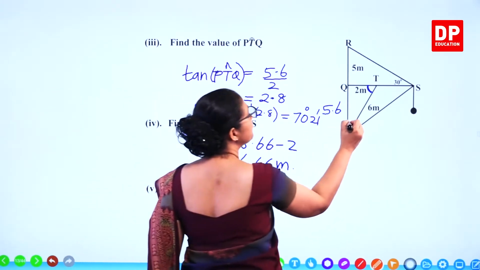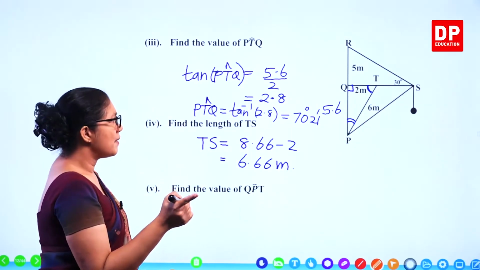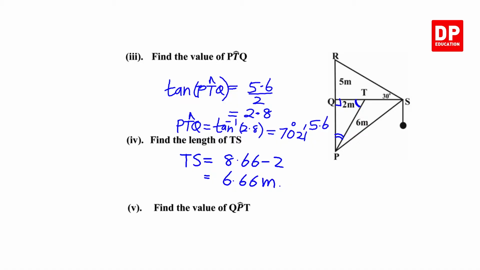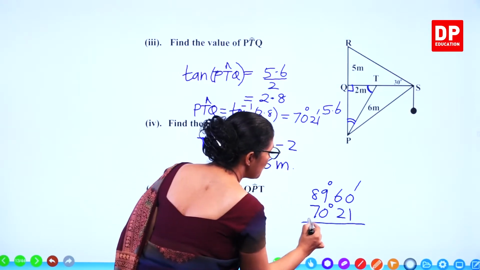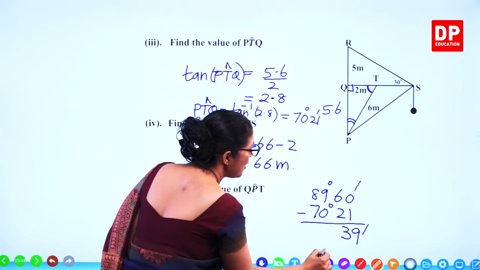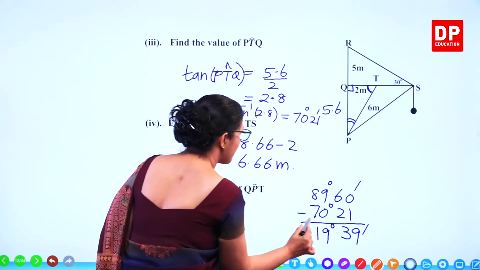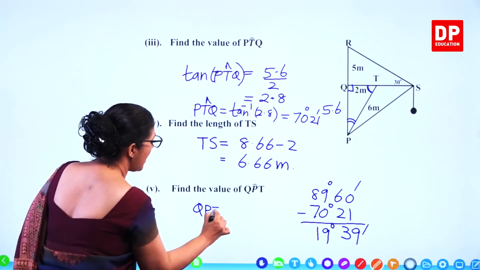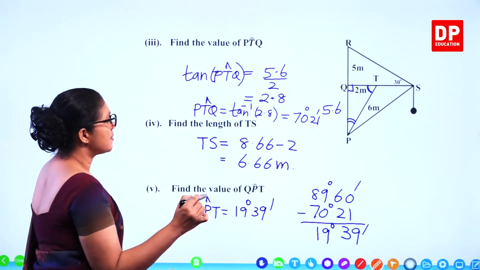Find the value of QPT. So this one. We know this is 90. We found this angle. So 90 minus that. But here minutes are there. So without subtracting 90, we can write 89:60. 89 degrees and 60 minutes. 70:21. We'll subtract these two. 9 and here 3. 39 minutes. And here you get 19 degrees. So what's QPT angle is 19 degrees 39 minutes.